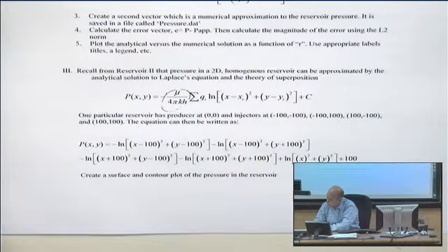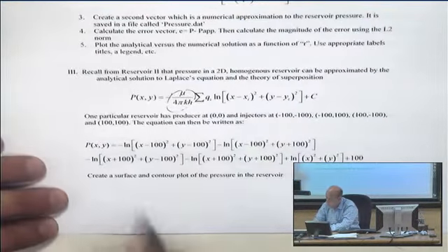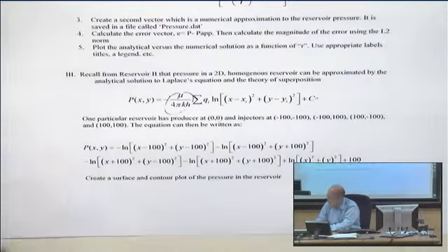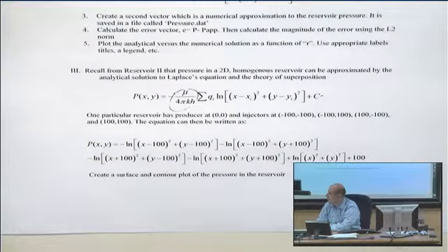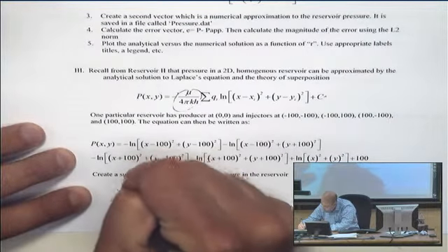One particular reservoir has a producer at 0, 0, and injectors at minus 100, minus 100; minus 100, 100; 100, minus 100; and 100, 100. The equation can then be written, if you just expand that out and put it in, like this. So this is our equation, P of x, y. And what I asked you to do is create a surface plot. That's the surf command.